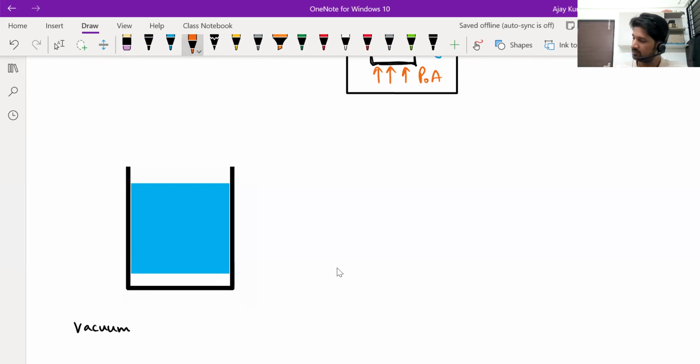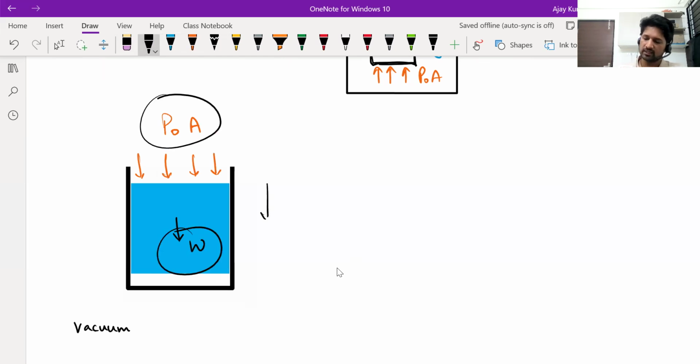But there is pressure above. So there will be force due to atmospheric pressure from above, but there cannot be force due to atmospheric pressure from below. So that pressure into area from above will be there. Weight of the liquid also will be there. Under the influence of both these forces, the liquid can accelerate. Only under the influence of weight, the acceleration it can get is g. But due to this force, it can manage some extra acceleration as well in the downward direction.